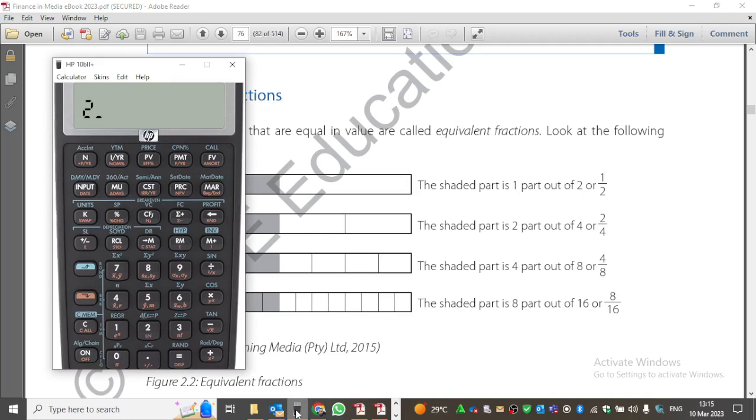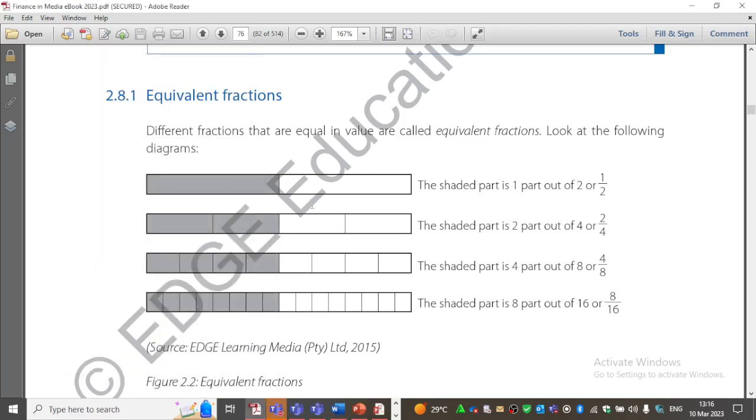So if we say 2 divided by 4, that's 0.5. 1 divided by 2, that's still 0.5. So we refer to this kind of fraction as an equivalent fraction. They can go further and further up until infinity, but as long as they still give you 0.5, we refer to them as equivalent fractions.